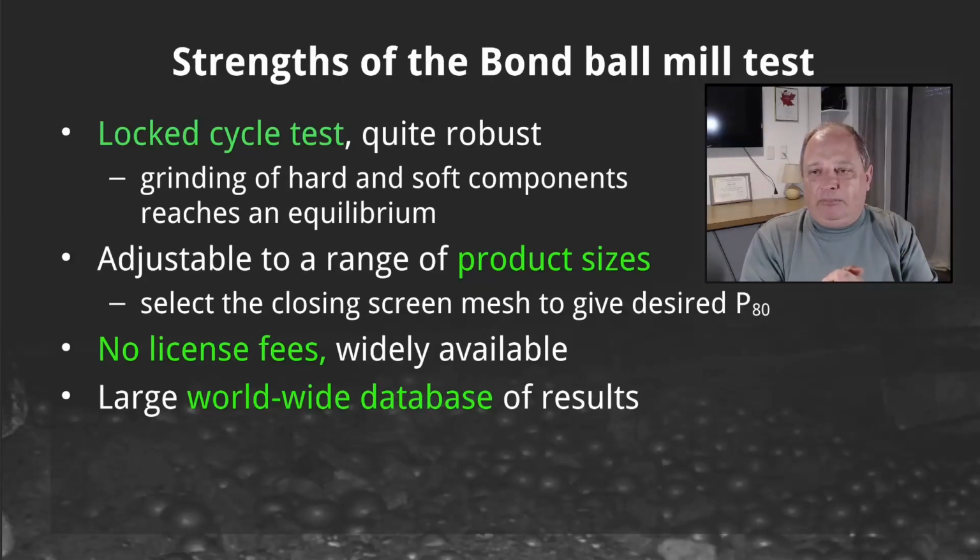Another strength of the Bond ball mill test is it is adjustable to a range of product sizes. So we touched on that already. That's really useful because in the laboratory program, you can tune the program to give you a work index result that matches what you're going to get as a P80 in the industrial plant. You can tune the test in the laboratory to match your design.